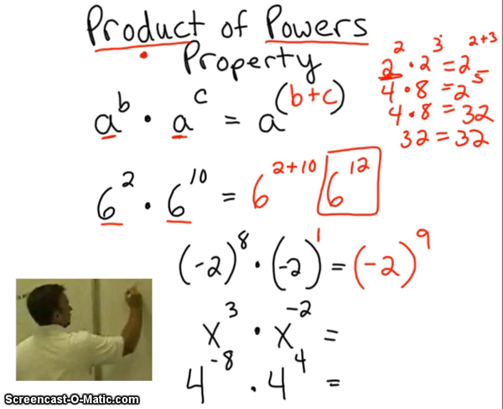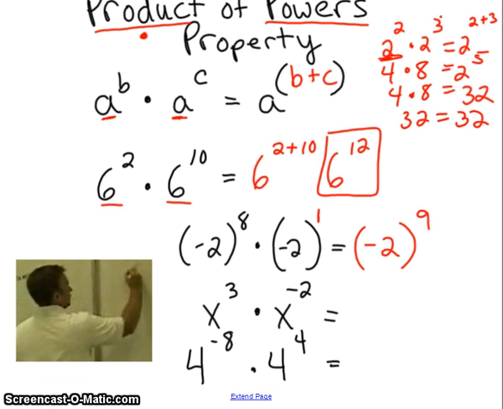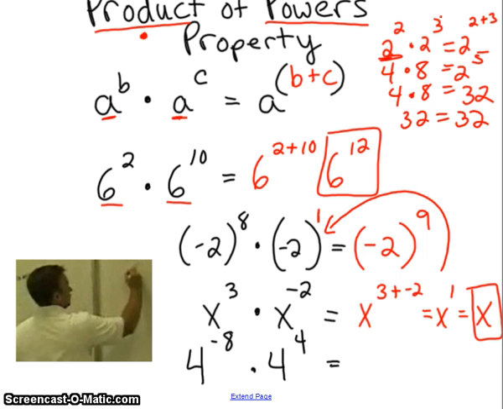Now we start to look at some negative ones. We have x to the 3rd times x to the negative 2. So we do x to the 3 plus negative 2. Well, what's 3 plus negative 2? That's 1, and anything to the first power is just itself. And then the last one, 4 to the negative 8 times 4 to the 4th. So we have 4 to the negative 8 plus 4, which is 4 to the negative 4th.